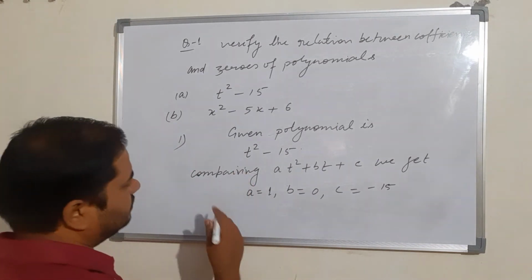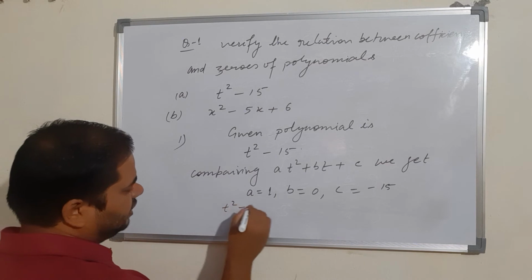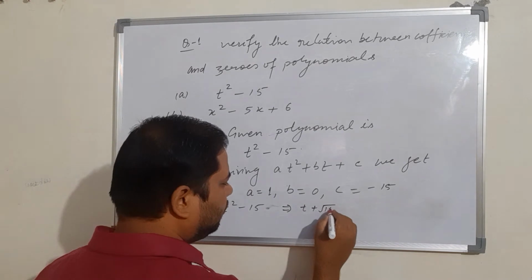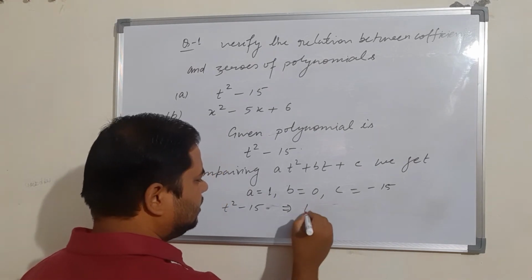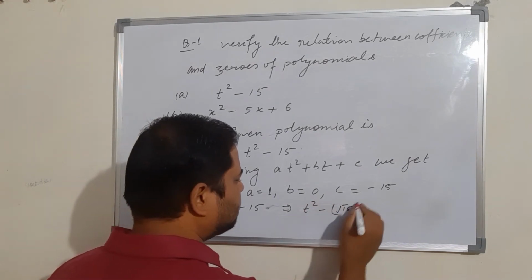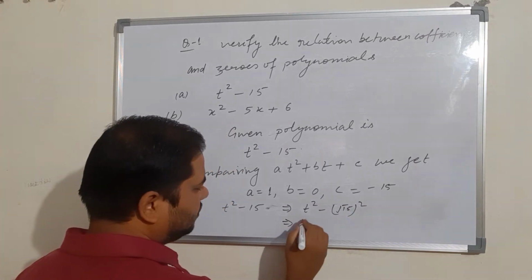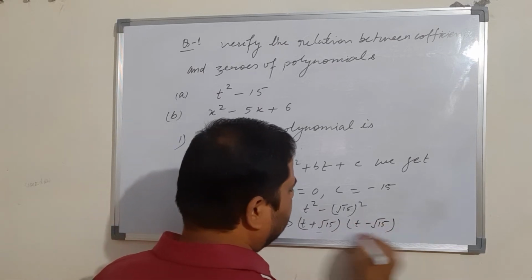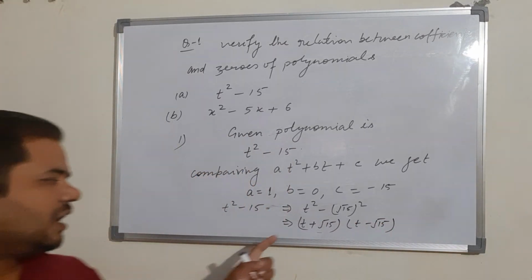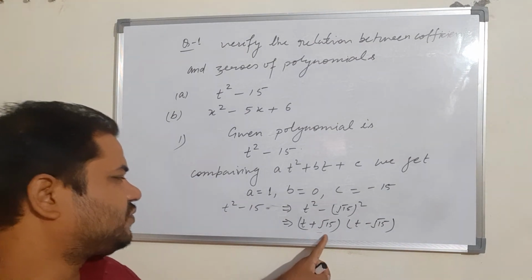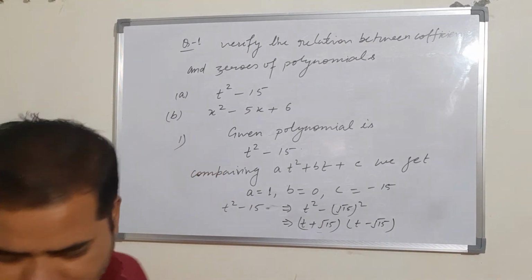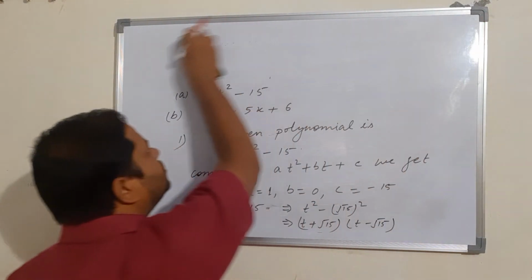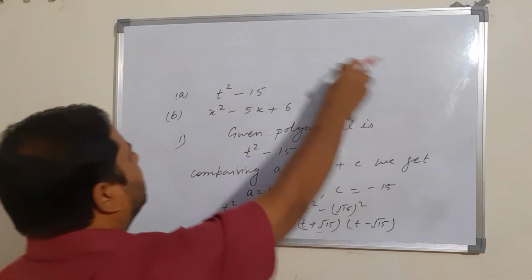So first, t square minus 15, you can write it as t square minus root 15 whole square. So this is a square minus b square, so (t plus root 15) and (t minus root 15). Obviously there are two zeros, alpha and beta. The first zero is minus root 15 and the second zero is plus root 15.